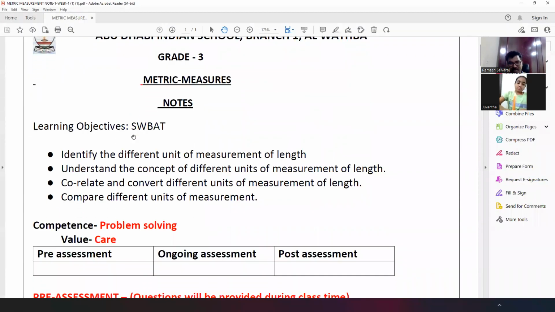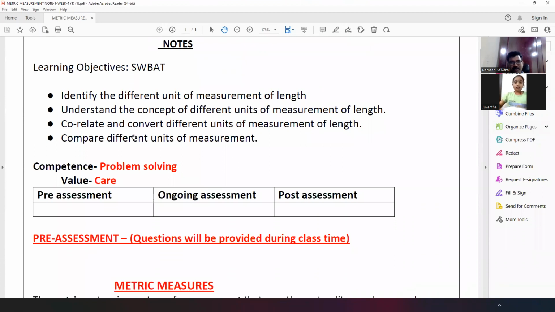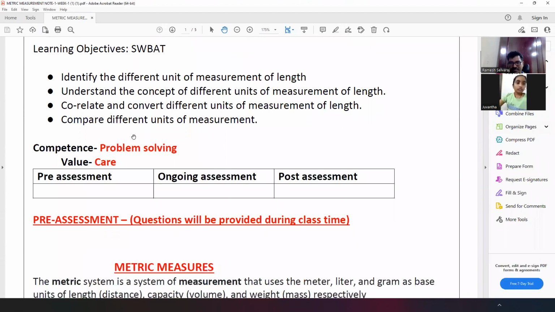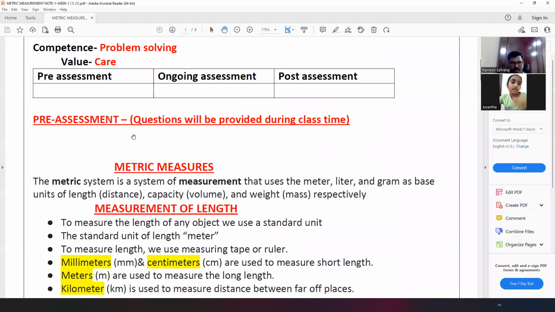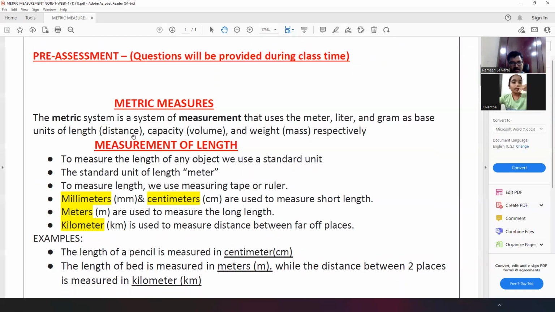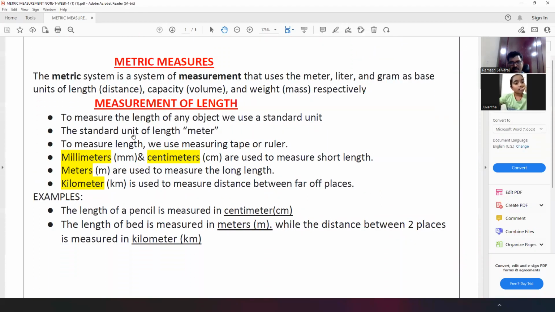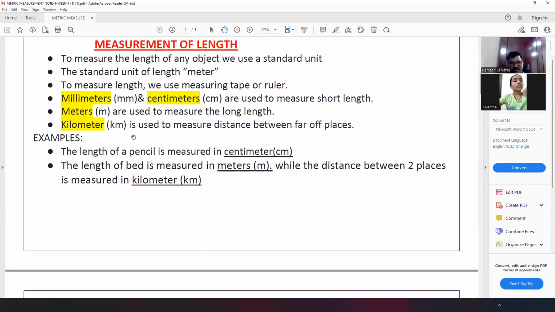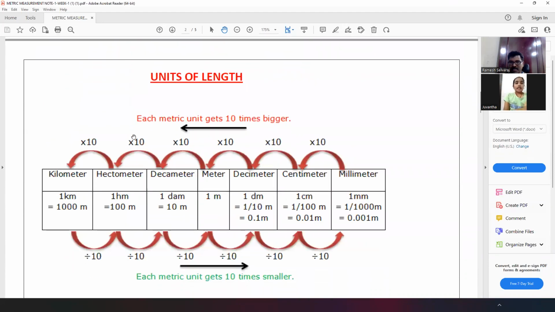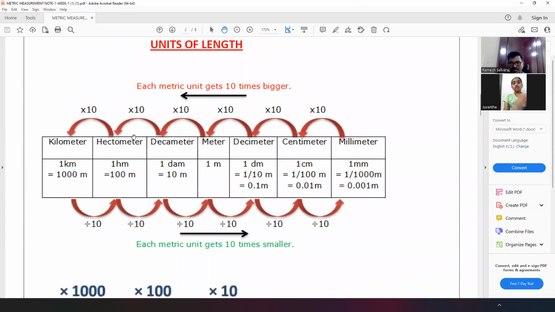Yesterday we have seen measurement of length, right? Yes. We have completed till kilograms. Kilo, millimeter, centimeter, meter, kilogram. These are the things we were seeing, right? Mainly we will see the units of length: meter, centimeter, millimeter, hectometer, decameter, decimeter.